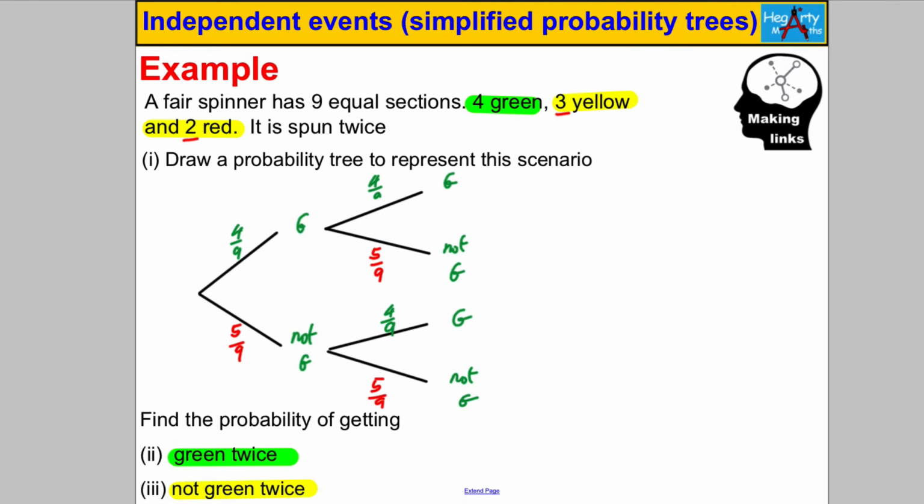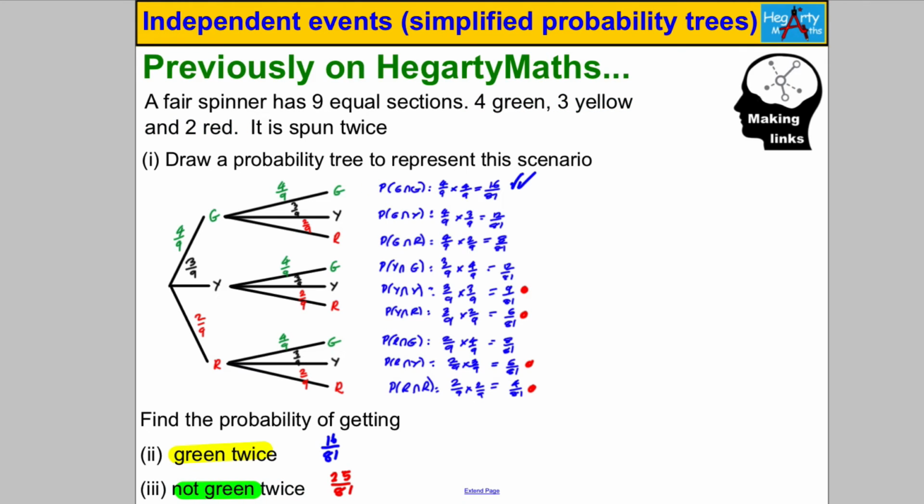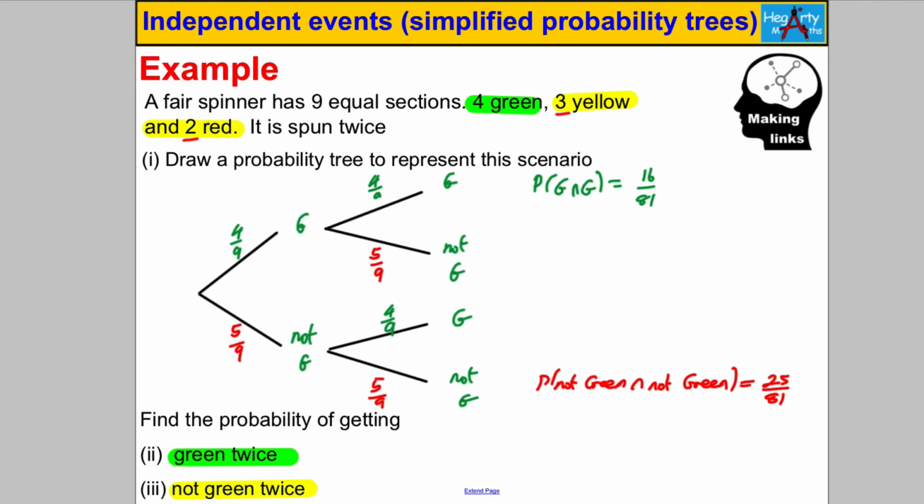So the probability of getting green twice, the probability of green and green, well, that's 4 ninths multiplied by 4 ninths, which is 16 out of 81 as it was before. But the probability of not green twice is 5 ninths times 5 ninths, so not green and not green. 5 ninths multiplied by 5 ninths is 25 out of 81. And if we look back, that's exactly what we got in the previous scenario with so much less work. And it's just an opportunity for you to look out for these potential opportunities to draw the simplified probability trees.